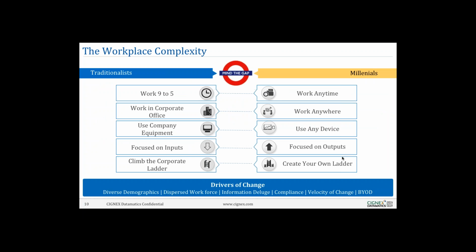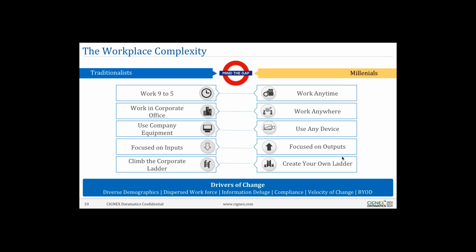The other part that drives complexity in the workplace, if you just compare the traditionalists and the millennials, the traditionalists obviously have a much more structured corporate kind of setup, more 9 to 5. They usually conform to corporate laid down norms. They have a very clear career ladder that they have to go up on. They're focused on inputs, and they usually work out of offices.